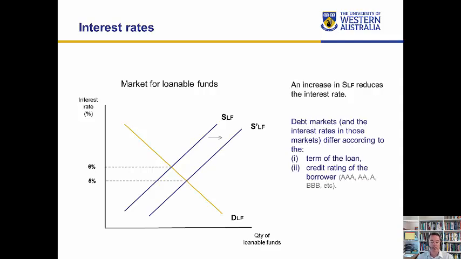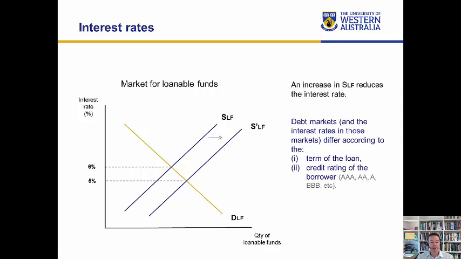In this next slide, we've got the supply curve for loanable funds shifting out to the right. That drives the interest rate down. It's important that you focus on the intuition of these sorts of diagrams. An increase in the supply of money available for lending, that is loanable funds, drives the interest rate down simply because there is more money in financial markets.